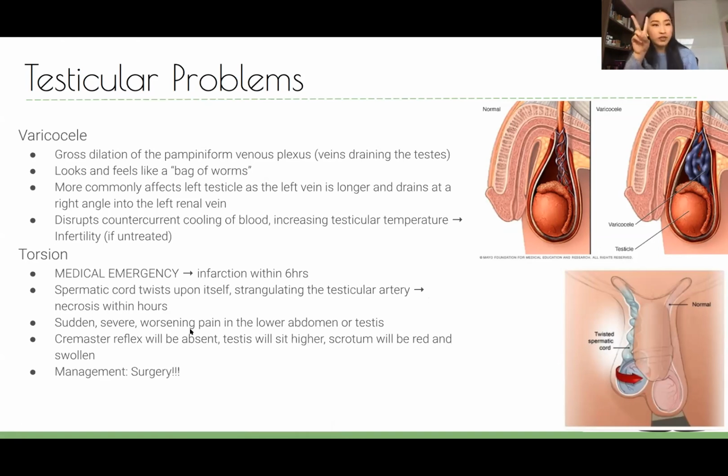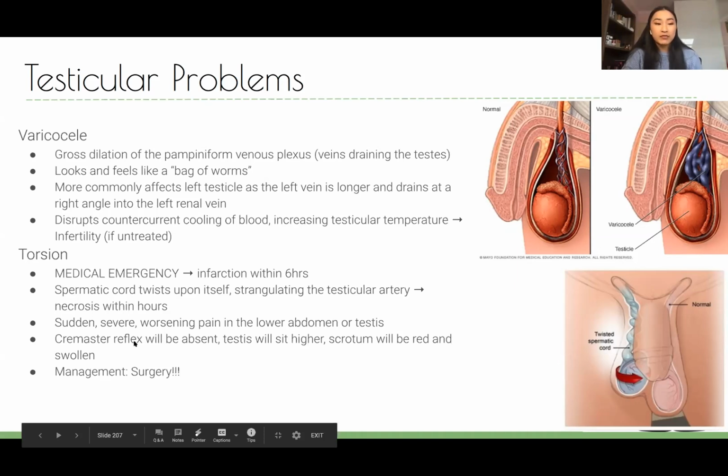So the two red flag conditions you have to know are ectopic pregnancy in females and testicular torsion in males. If anyone presents, particularly younger people, with abdominal pain, you have to mention those. Obviously all your GIT stuff, but you need to mention those because they are medical emergencies.